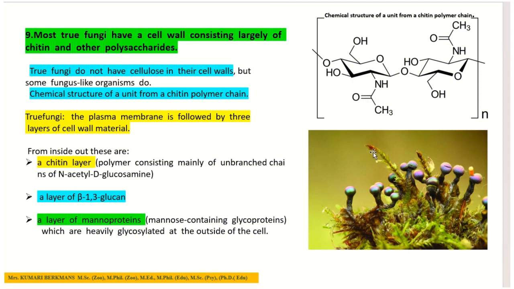And if you take the cell wall of the true fungi, it consists of three layers: a chitin layer, a layer of beta 1,3 glucan, and a layer of mannoproteins.